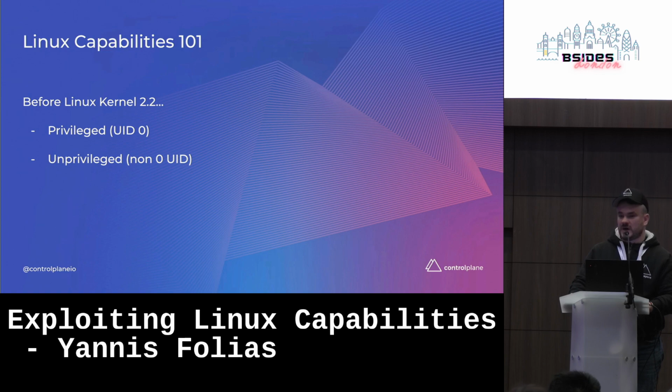There were actually two types of processes running within the Linux kernel. They were either privileged, running with UID 0, or unprivileged, with non-zero UIDs. The privileged processes were allowed to do pretty much anything. There were no restrictions whatsoever. On the other side, the unprivileged processes were not allowed to do anything. They had all sorts of restrictions applied to them.